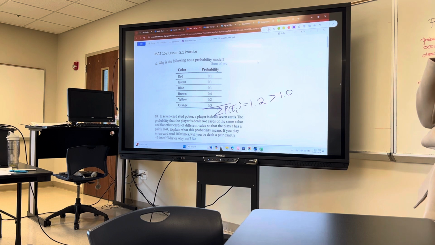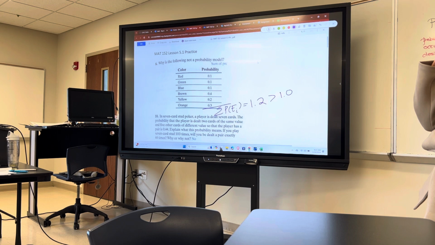Right? So again, in a 7-card stud poker, a player is dealt 7 cards. So 7 cards out of how many? 52, right? Okay.